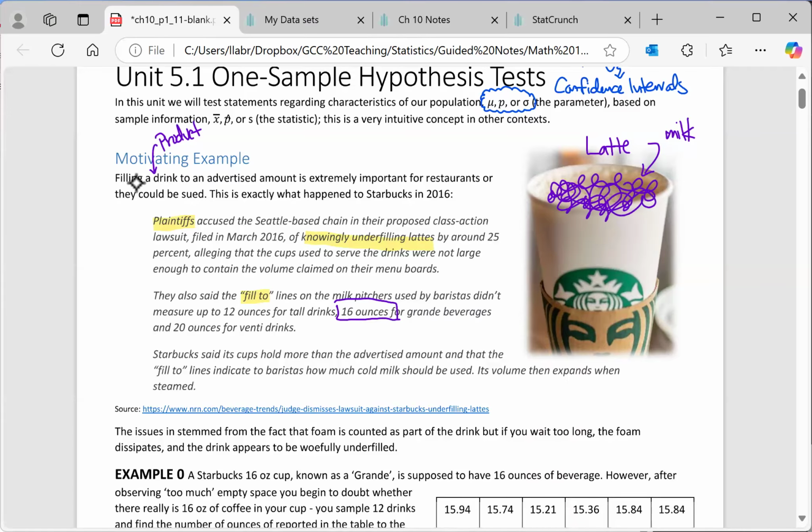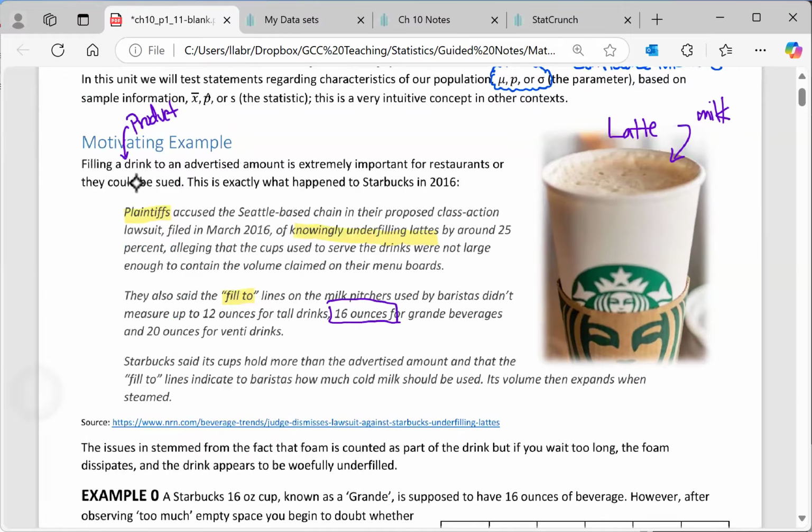If you've ever ordered a latte, you know that if you wait too long, the cup kind of seems empty. All of this is gone. That has to do with a large portion of that foam having essentially dissipated back into liquid form. This makes it clear why people were alleging that Starbucks is underfilling cups.